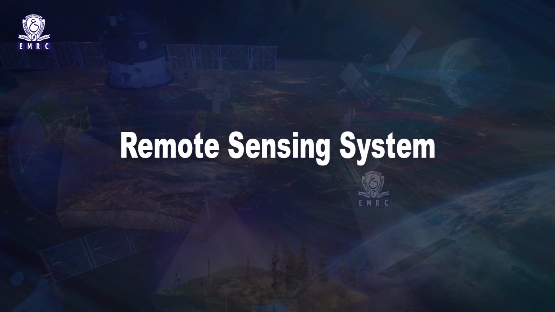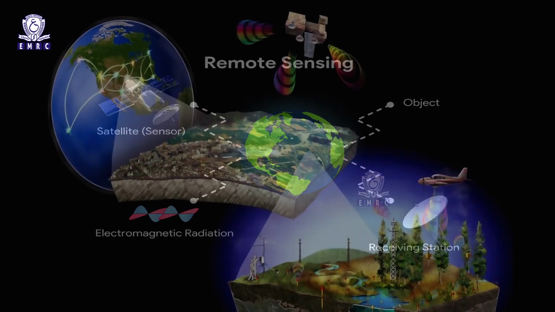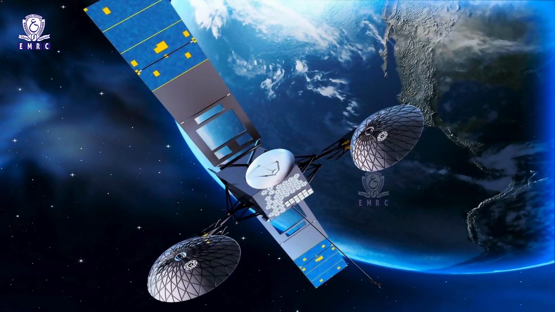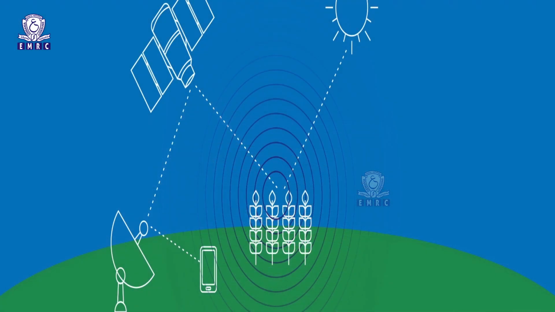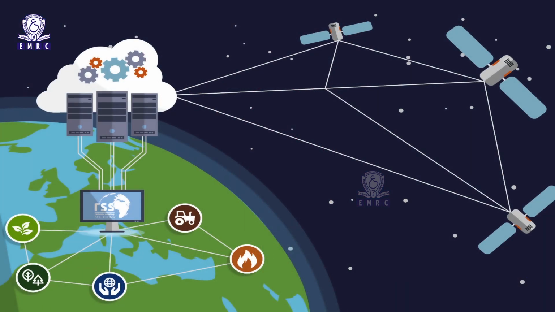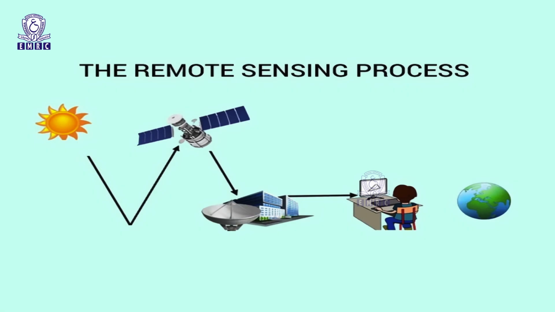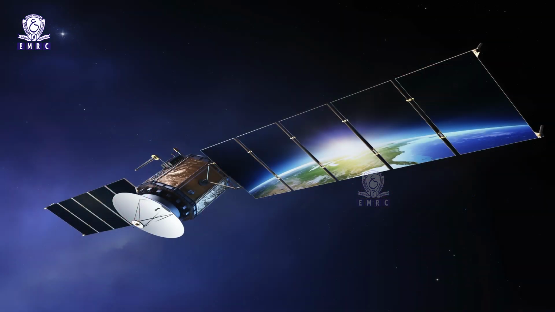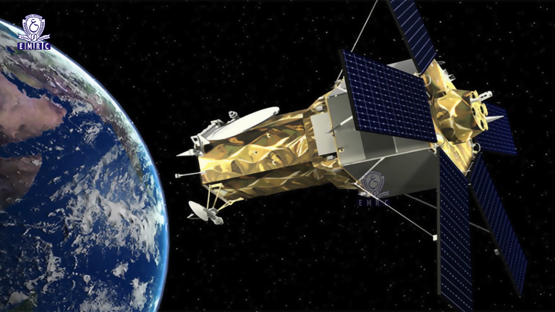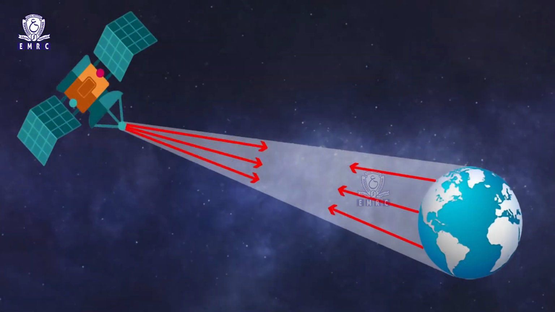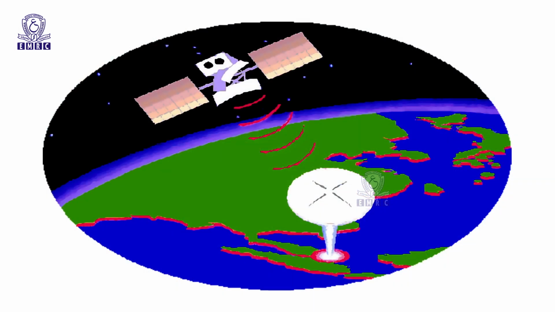Remote sensing system. Remote sensing is a science and art of obtaining information about an object, area, or phenomenon through an analysis of the data acquired by a device which is not in contact with the object, area, or phenomenon under investigation. In the present context, the definition of remote sensing is restricted to the process of acquiring information about any object without physical contact with it in any way, regardless of whether the observer is immediately adjacent to the object or millions of miles away.